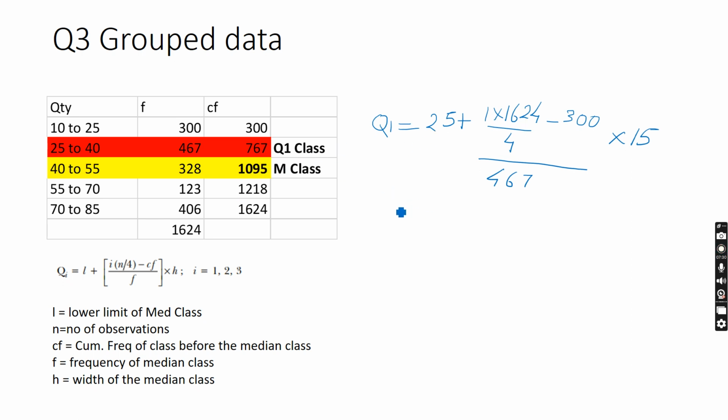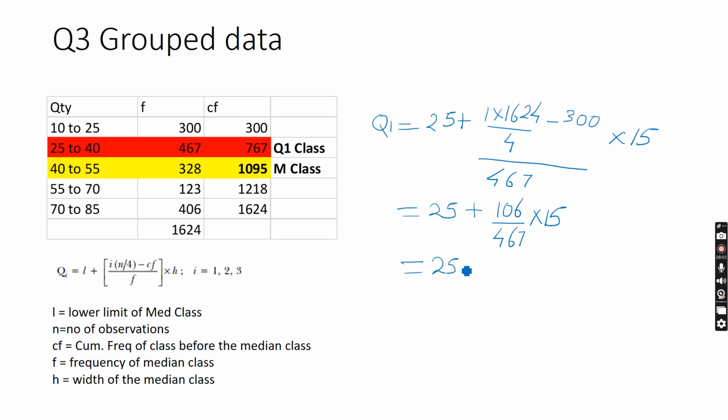Let's complete the calculation. So I have 25. If I do the calculation, 1624 divided by 4 was 406. 406 minus 300 should be 106, divided by 467, multiplied by 15. Please remember the BODMAS rule: bracket open, division, multiplication, addition, and subtraction. So when we have two operations, division and multiplication, the division takes precedence.